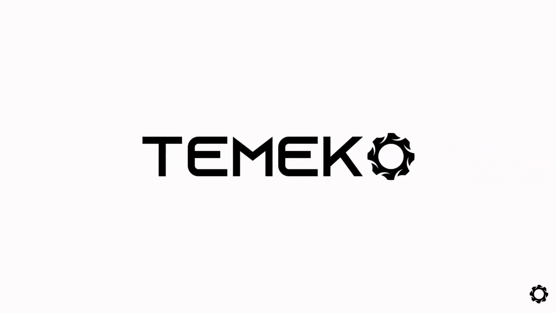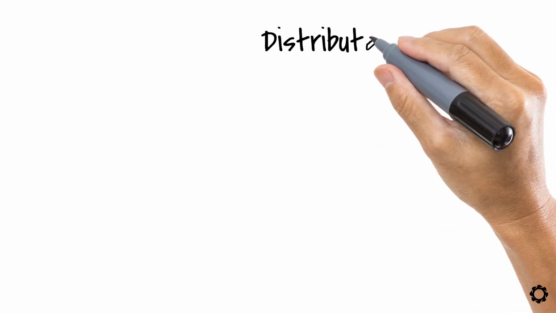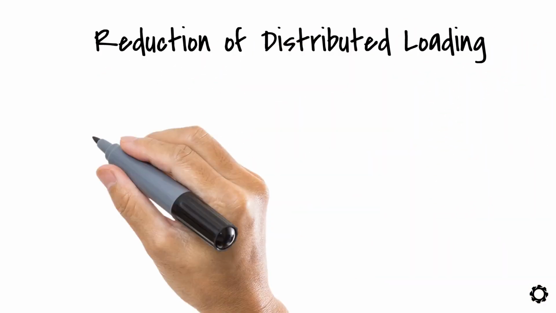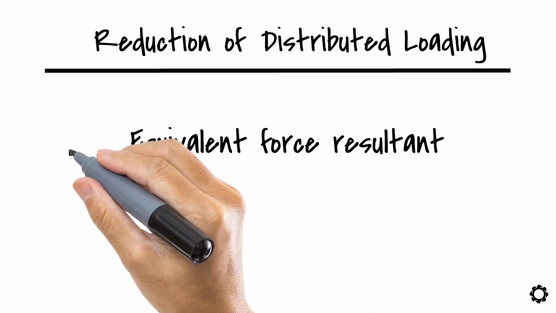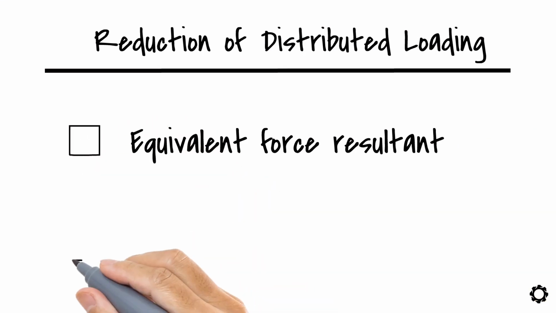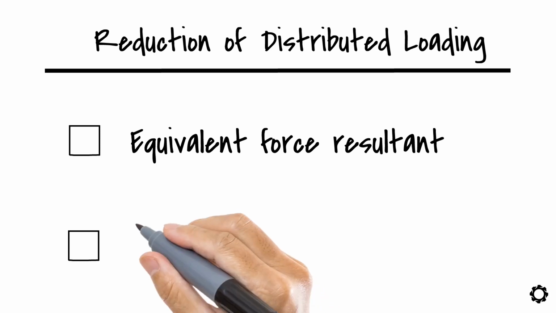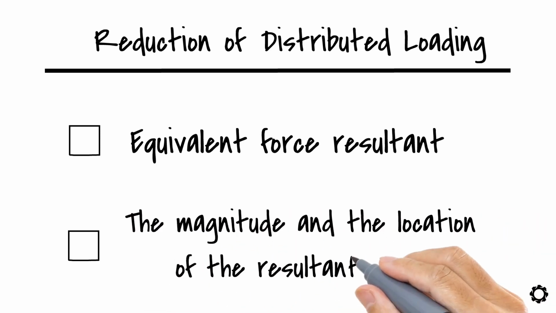In this video, we will take a look at what is meant by a distributed loading and how to reduce it by determining an equivalent force resultant, which has the same external effect as the distributed load. During the process, we will learn how to define the magnitude and the location of this resultant force.